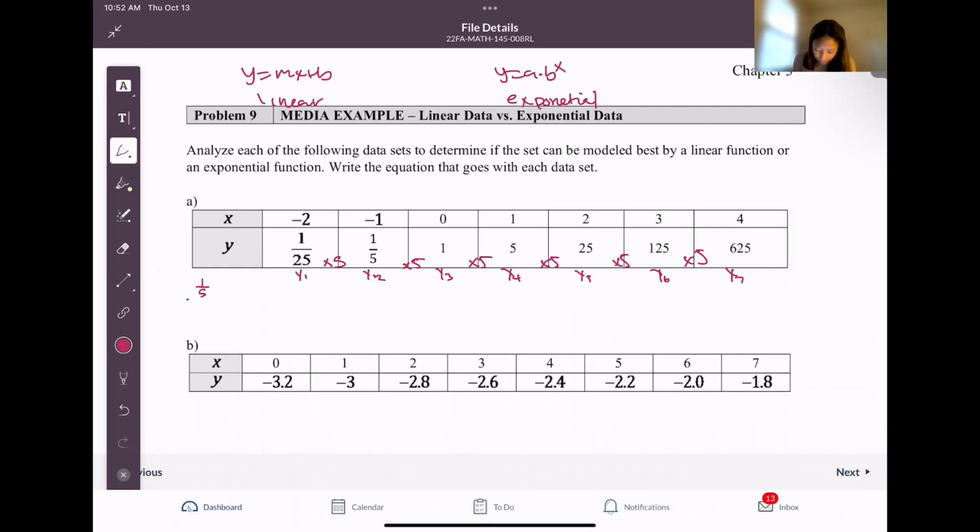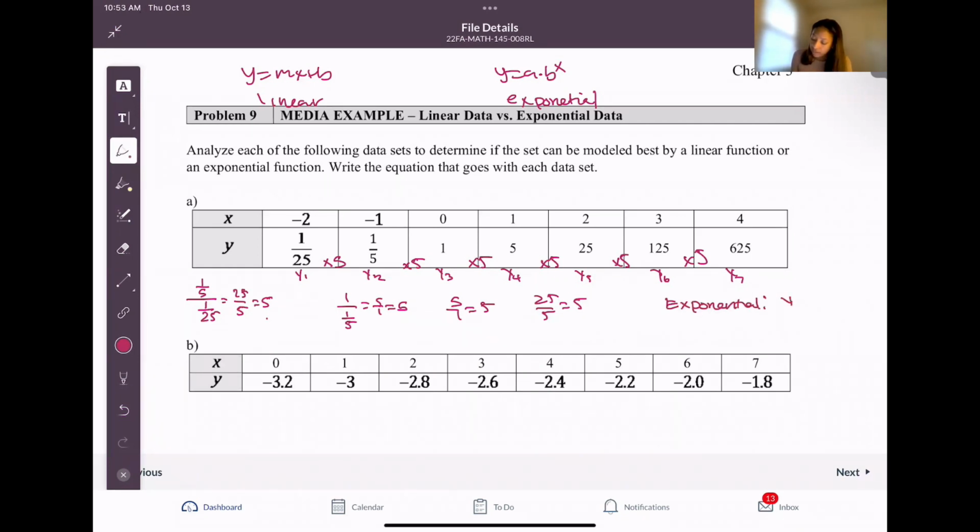1 over 5 divided by 1 over 25 equals 25 over 5, which is 5. Then 1 divided by 1 over 5 equals 5 over 1, which is 5. Then 5 divided by 1 is 5. 25 divided by 5 is 5. We see the pattern here. We see that the successive ratios are all equal to 5. So this tells us that it's exponential.